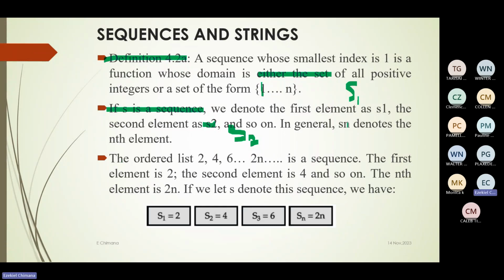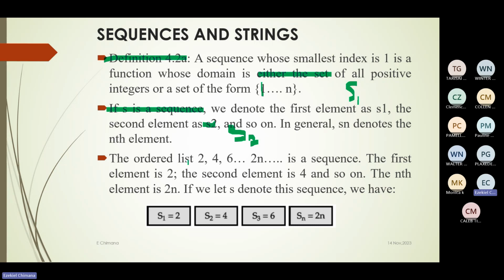The n there will be just a variable which will be waiting for an index so that you can substitute an index and take the value at a specific index. Maybe the 5th term, so you end up having S5. Maybe if it is the 6th, you have S6. So this n is just a general term.